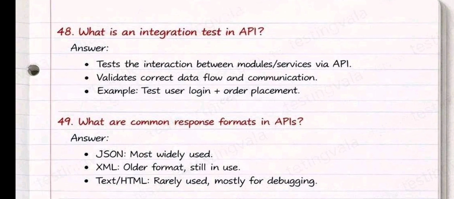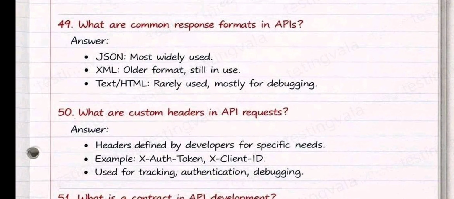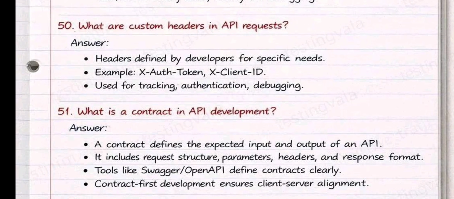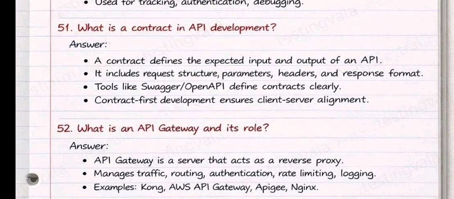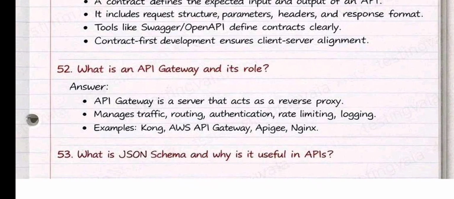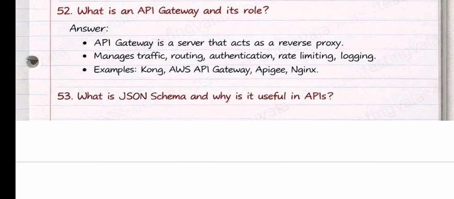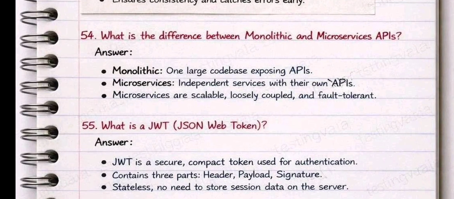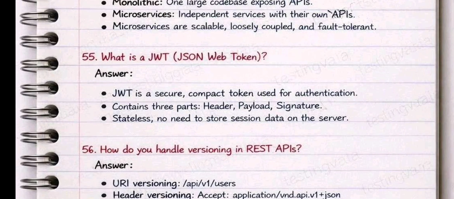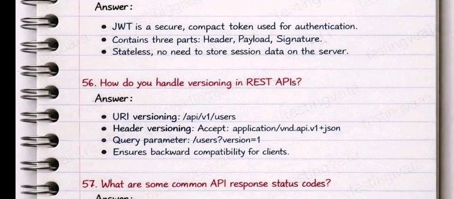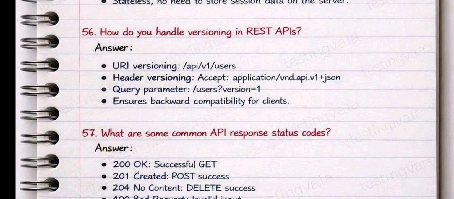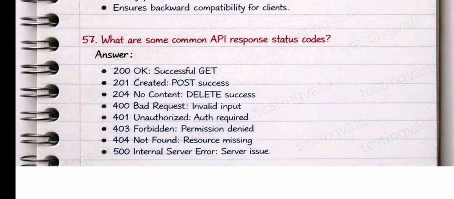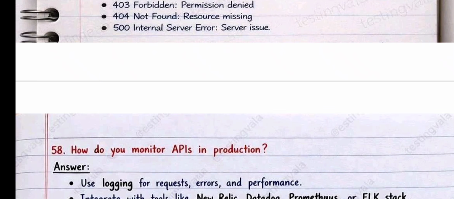What is an integration test in API? What are common response formats in API? What are common headers in API requests? What is a contract in API development? What is an API gateway and its role? What is the difference between monolithic and microservices APIs? What is a JSON Web Token? How do you handle versioning in REST APIs? What are some common API response status codes?